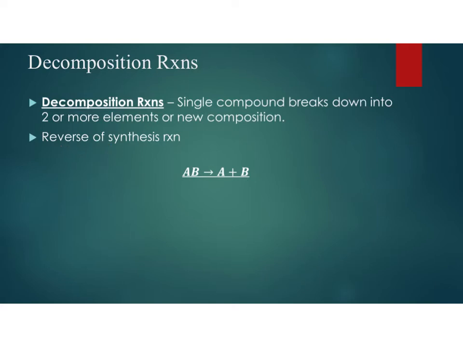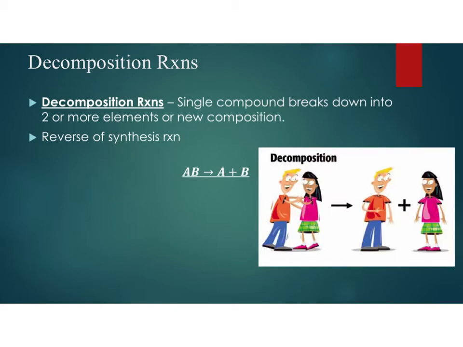And if you look at it in the simplest form here, we have a single reactant, and it's going to break down into 2 or more different components. So if we go back to our example of our people here, you can see that we have this couple, and when they're done dancing, they're going to break up and go off into their own individual little worlds. So we have a single couple that's going to break down into 2 individuals in this case.